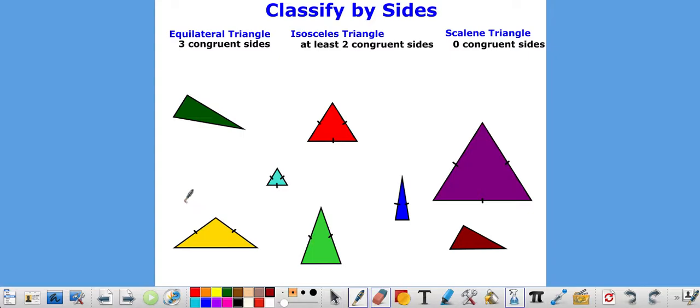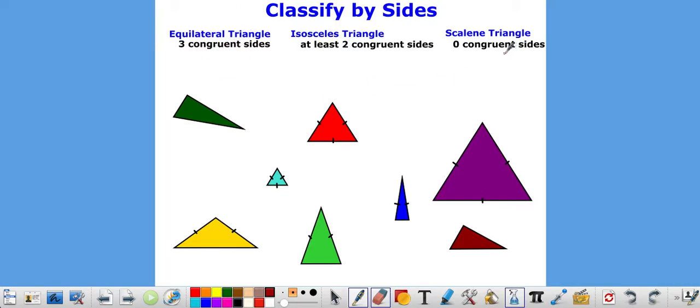We can classify triangles by their number of sides. An equilateral triangle has 3 sides that are the same length, or 3 congruent sides. An isosceles triangle has 2 congruent sides. And notice it says at least 2 congruent sides. So technically, an equilateral triangle is an isosceles triangle, but we normally give them their own designation.